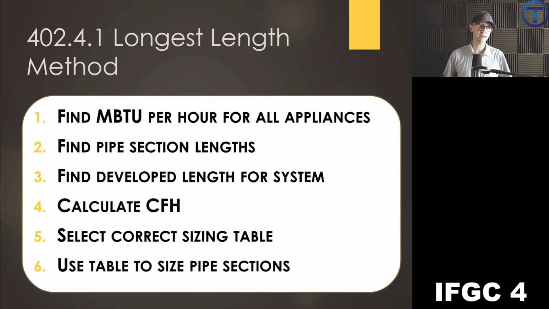That's our developed length. We will then calculate the cubic feet per hour for all of those sections of pipe, and then we will select the correct sizing table, making sure that we're using the table that will apply to the system we have. And finally, we will use the table to size the pipe sections.